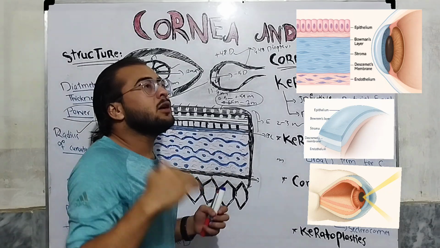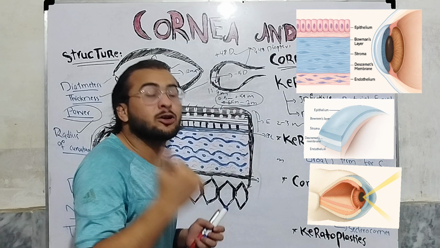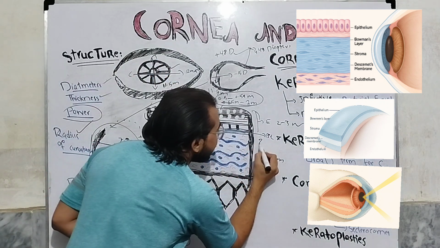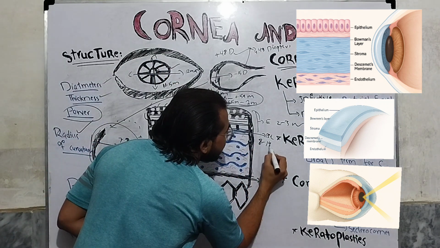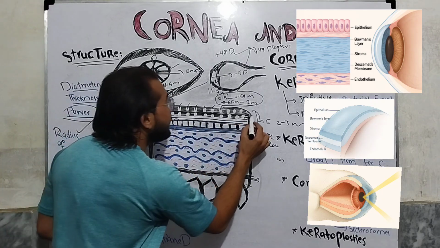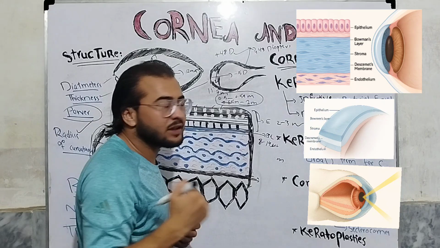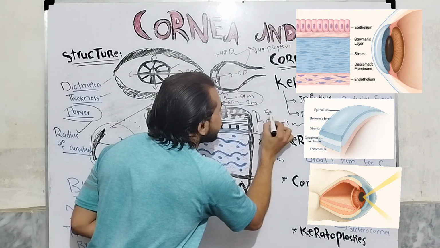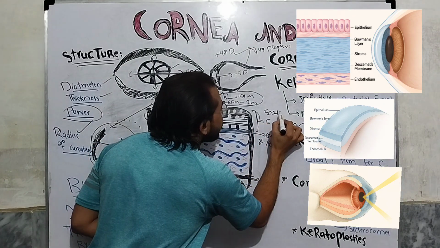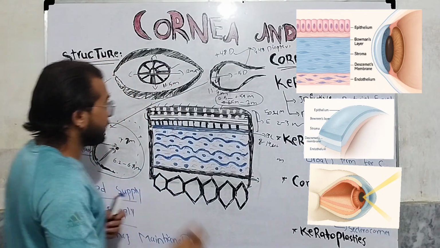It is about 8 to 14 micrometer thick. Okay, 8 to 14 micrometer thick. And the epithelium, this epithelium layer which has 7 layers of cells, it is 50 micrometer thick. Okay, it is 50 micrometer thick. The Bowman layer is 8 to 14 micrometer thick.